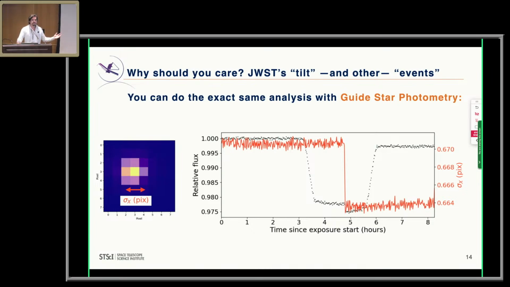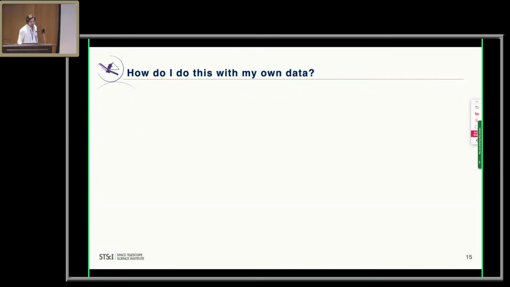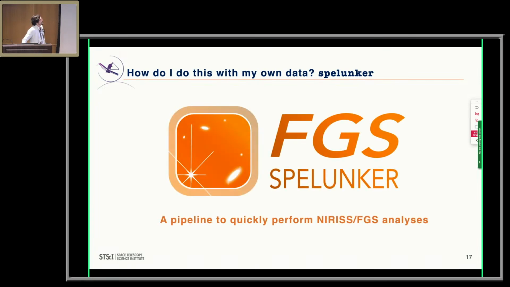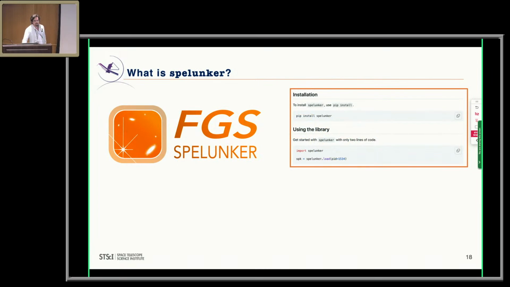Now, granted, using this fine guidance sensor data is not as easy as it seems, but we made it easy for you. And that's where we come in. So we created a package called Spelunker, and it's a pipeline to perform quick analysis on nearest FGS. It's extremely easy to install and extremely easy to use. You're in Python right now, do pip install spelunker. You can get your library done, and then you can just read your data set doing spelunker.load. You input your program ID, and that's it.